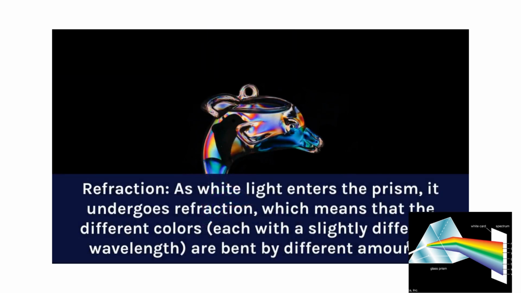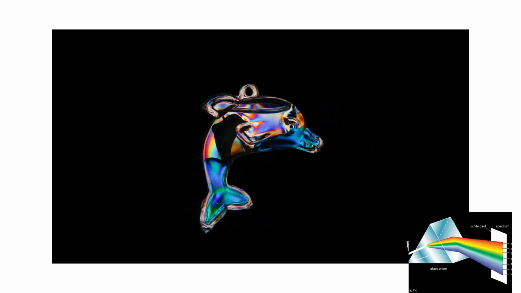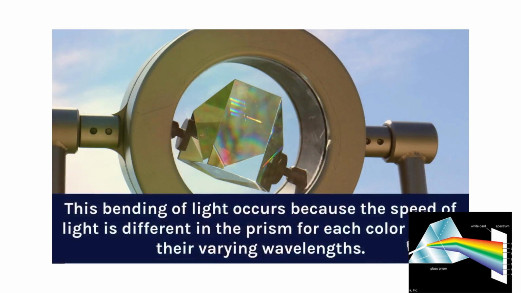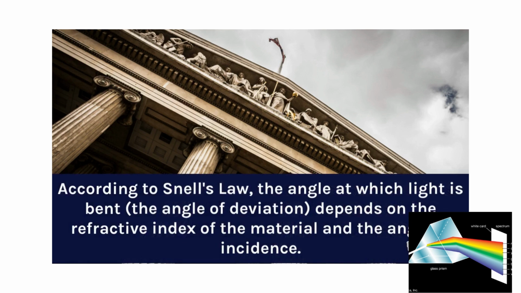Refraction. As white light enters the prism, it undergoes refraction, which means that the different colors, each with a slightly different wavelength, are bent by different amounts. This bending of light occurs because the speed of light is different in the prism for each color due to their varying wavelengths. According to Snell's law, the angle at which light is bent, the angle of deviation, depends on the refractive index of the material and the angle of incidence.